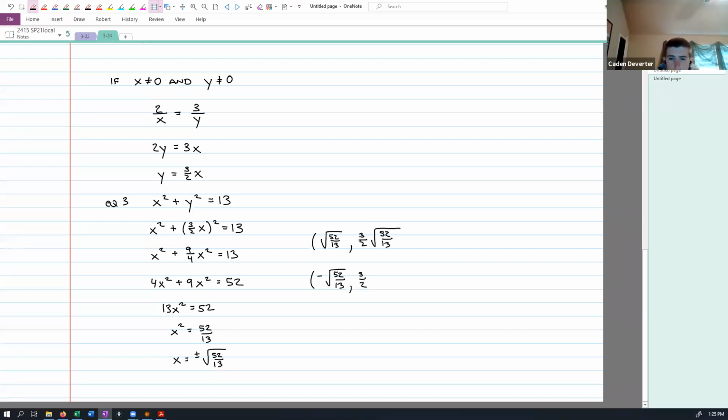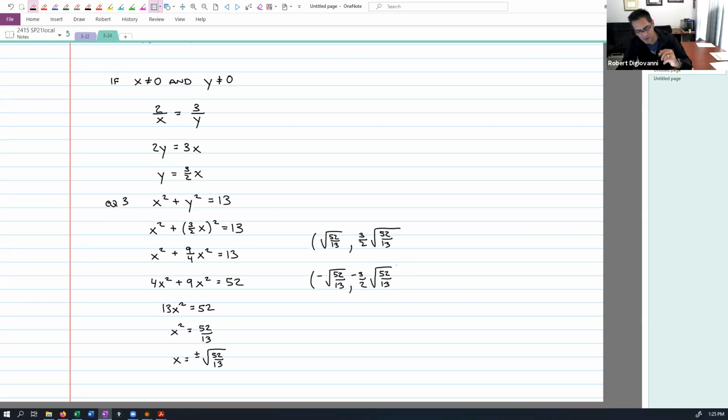Isn't the square root of 52 over 13 just 2? Because 52 divided by 13 is 4. Yeah, those numbers are going to be nicer. I wasn't even paying attention to that. So 52 over 13 is 4, and the square root of 4 is 2. Let me rewrite those. This is 2 and then 3, because the 2's cancel and you just get 3. And then the other one is -2 and then -3.